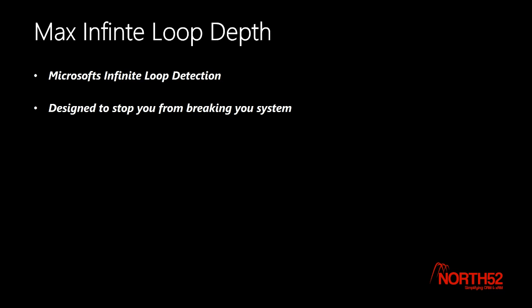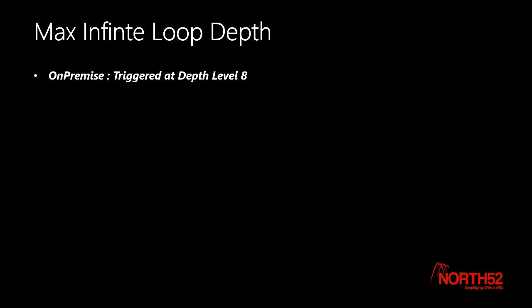Those updates fire plugins, level 4, which create new records, level 5, which triggers workflows, level 6, and on it goes. For on-premise Dynamics 365, the out-of-the-box infinite loop detection triggers at level 8. For online, this happens at level 16.